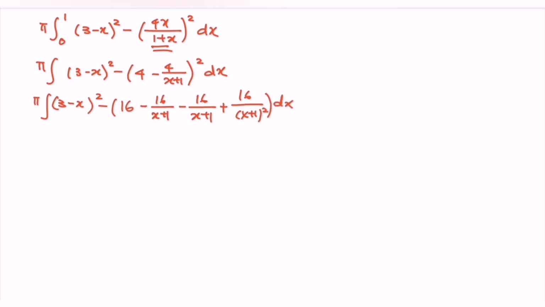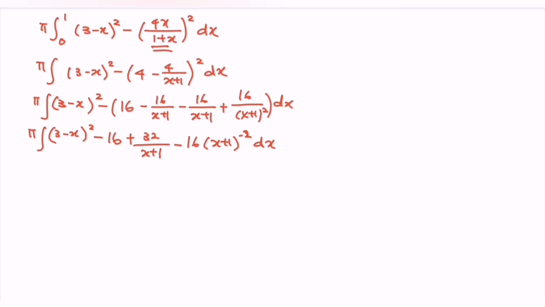So kindly rewrite. (3 minus x) squared, minus 16, and then plus 32 over x plus 1, then minus 16 (x plus 1) to the power of negative 2 dx.